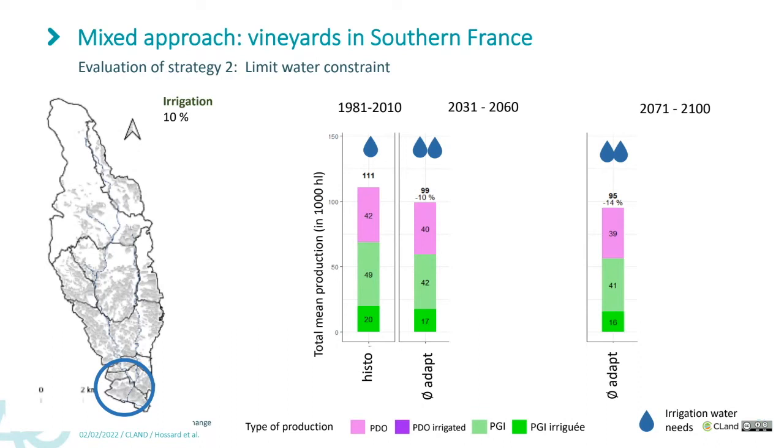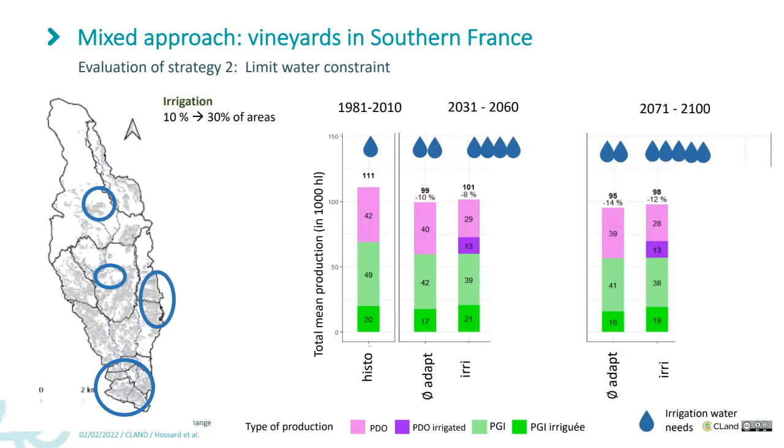Then one scenario, one strategy that was proposed by the stakeholders based on their knowledge was to increase the areas irrigated at some places, because it's not possible everywhere and not with a very large quantity everywhere. So what is the effect? The effect is that you buffer the decrease in production from here to here, but you dramatically increase the irrigation needs. You can see it, it's quite obvious.